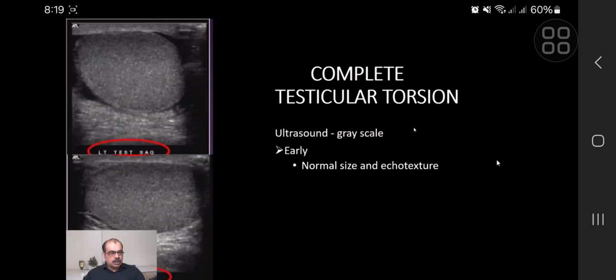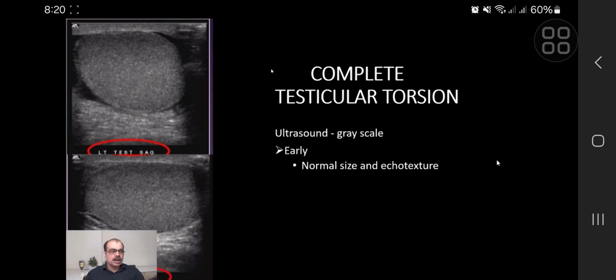So in complete testicular torsion, the first thing you would note on grayscale, if it's less than 6 hours and the patient has presented to you, is that the only finding you can appreciate is an abnormal alignment of the testes. If you compare this with this one, you can see that this is showing a different angulation compared to the skin of the scrotum. So this could be the first finding, and this is because of the twisting of the vessels, which is resulting in some malalignment of the testes within the scrotum.